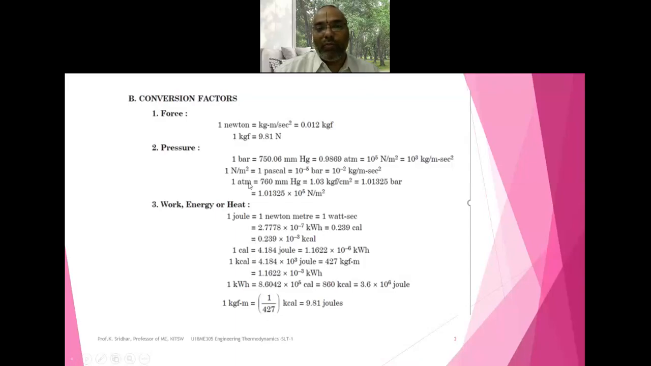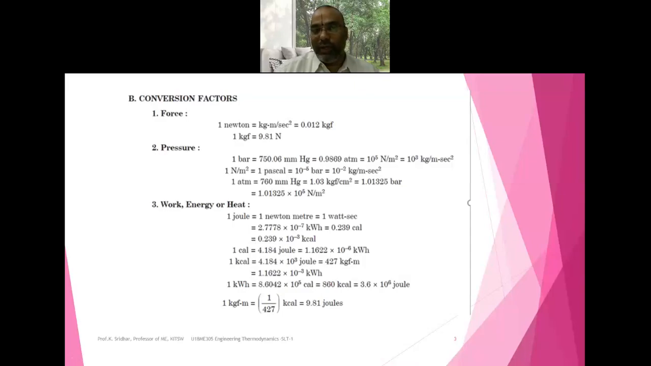So 1 atmosphere can be written in terms of bar as 1.01325 bar. 1 bar is equivalent to 10 to the power of 5 pascals, and 1 pascal is equivalent to 1 Newton per meter square. Hence, 1 atmosphere can be written as 1.01325 into 10 to the power of 5 Newton per meter square.